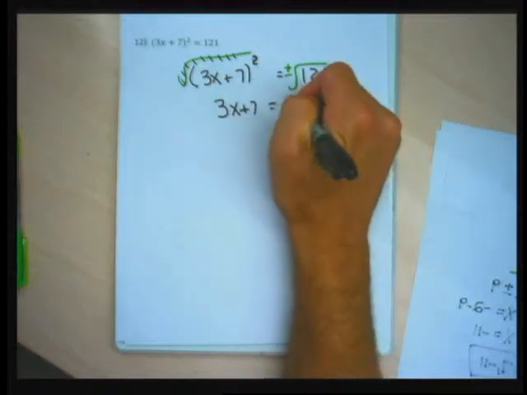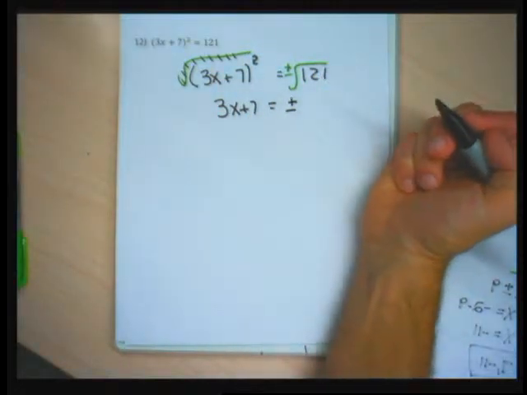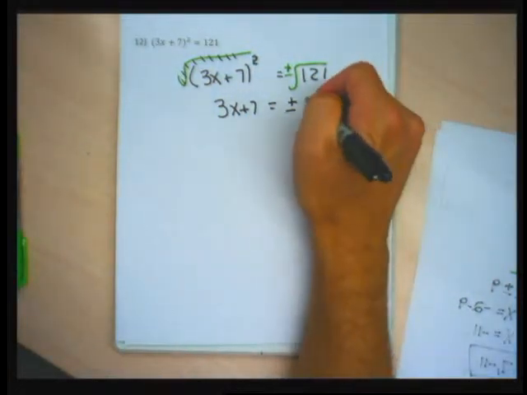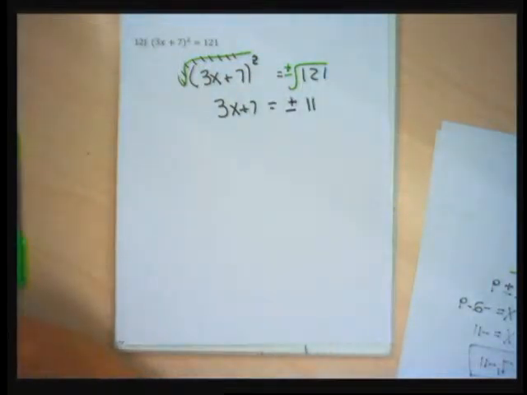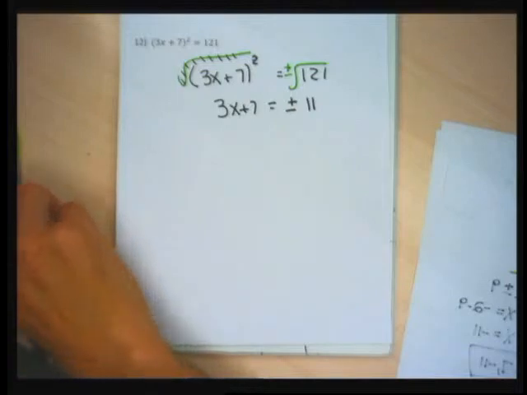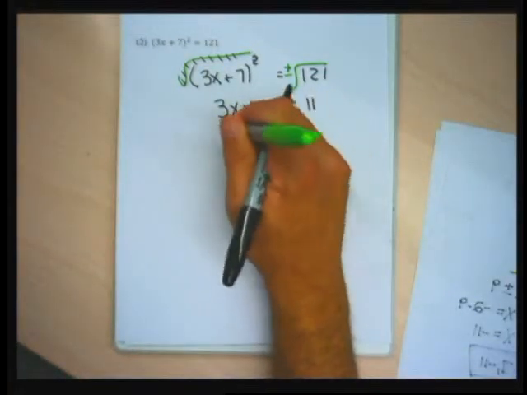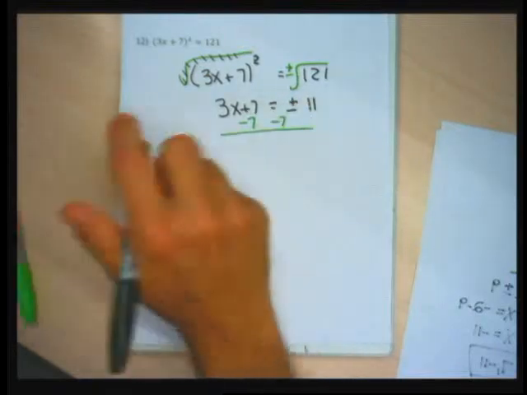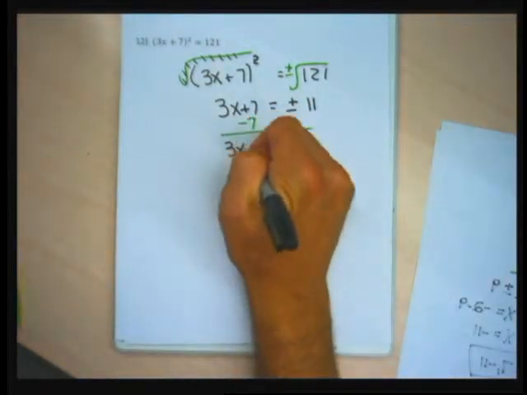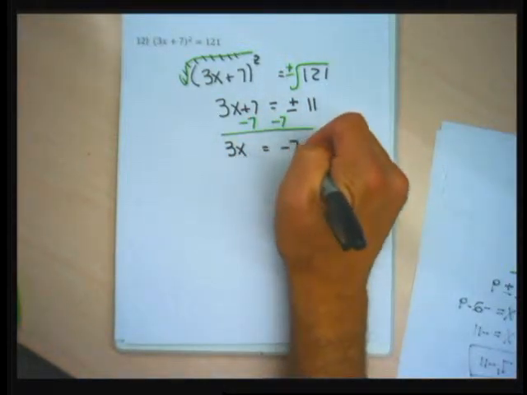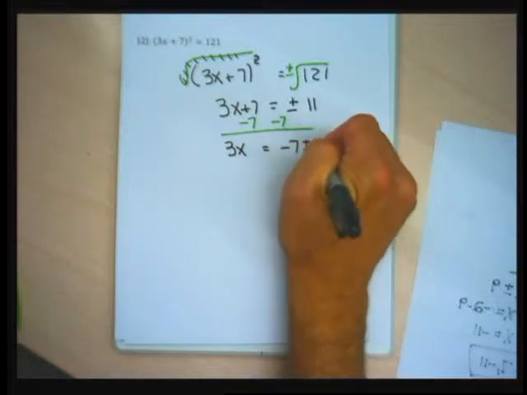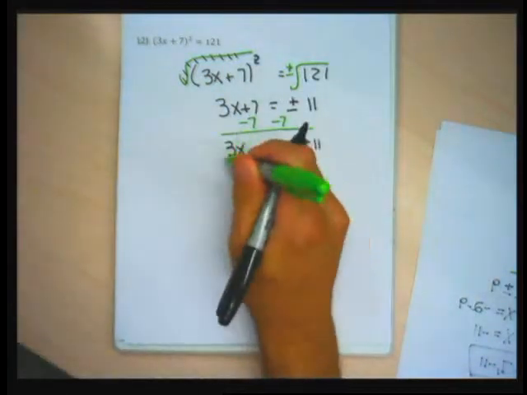On the right side, I have my plus or minus sign. And again, you can use your calculator to do the square root of 121 if that's not one that you know, but I know that that's 11. Now I'm going to solve this for x before dealing with the plus or minus sign. I'm going to minus 7 and get 3x equals minus 7 plus or minus 11. And then I'm going to divide by 3.